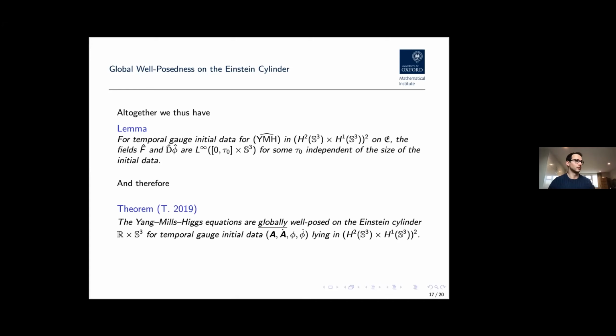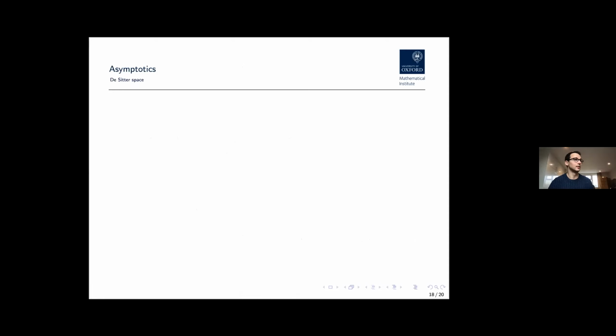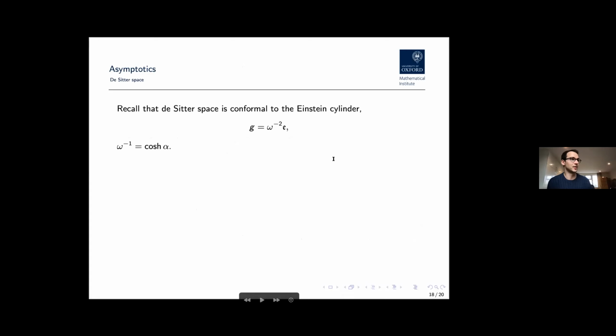Okay, so that's nice and good as a result in itself, but remembering the fact that the de Sitter space and Minkowski space are both conformal to the Einstein cylinder, we can quickly reap some benefits of this. And so here's an expression for the conformal embedding of de Sitter space into the Einstein cylinder. Alpha here is my time coordinate in the global coordinates for de Sitter space.